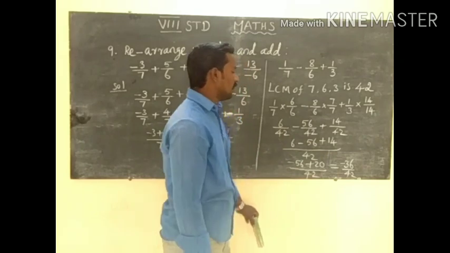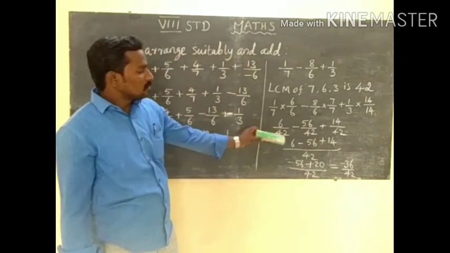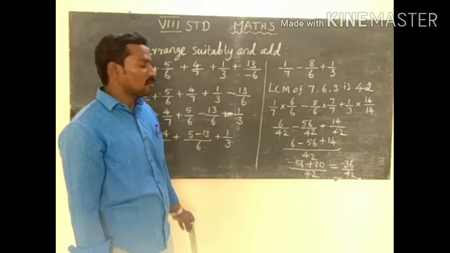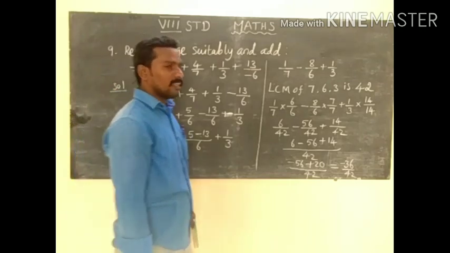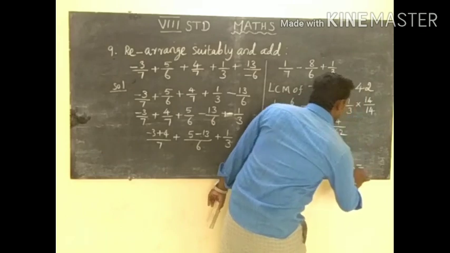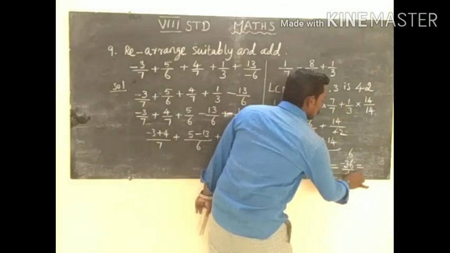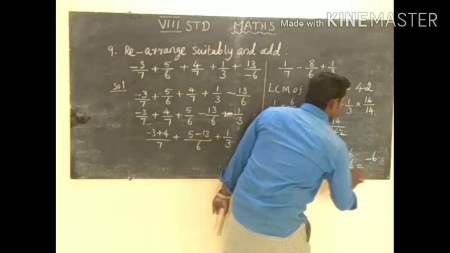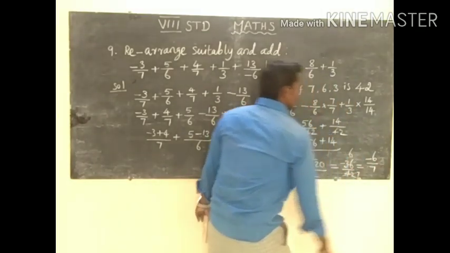Compare both the numerator and denominator. The two numbers appear in the sixth table. So using the sixth table, cancel the numerator and denominator, and we get the answer. This is 6 sixes are 36. This is 7 times 6 is 42. So now we get the final answer, minus 6 by 7.